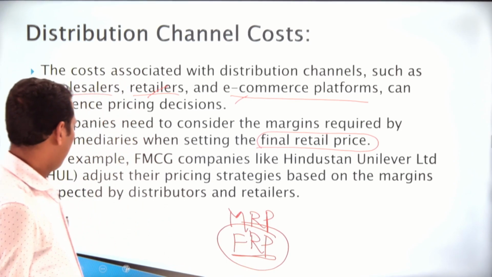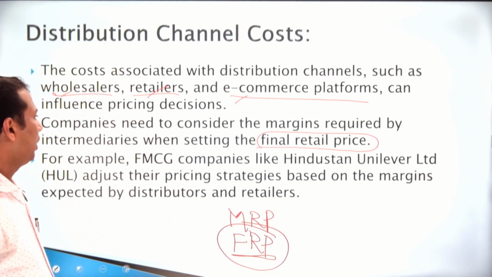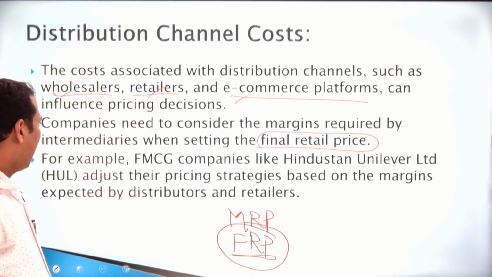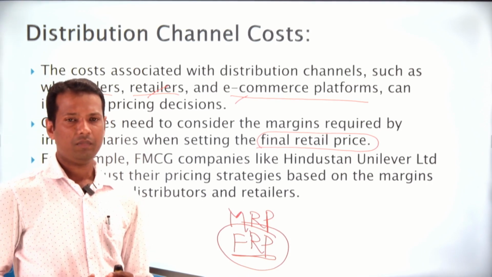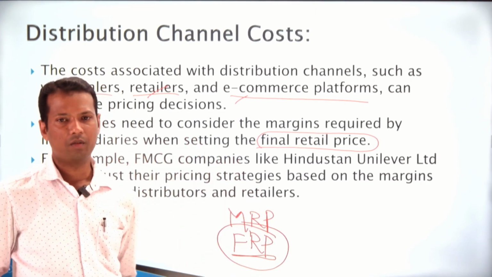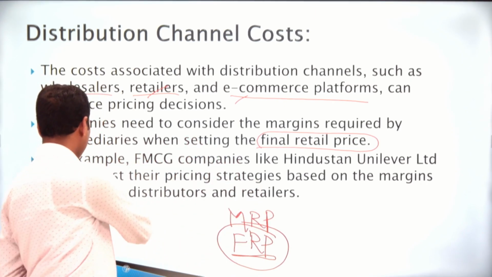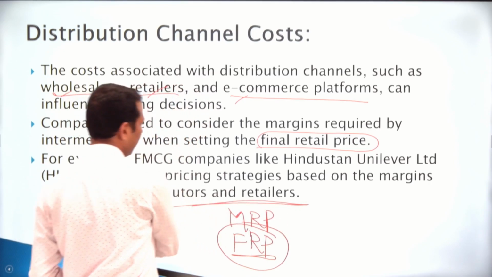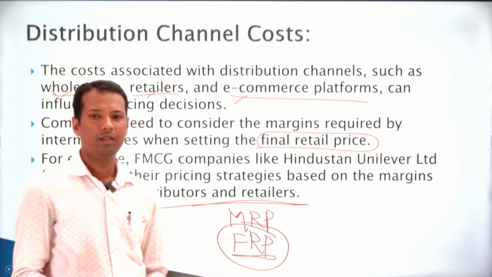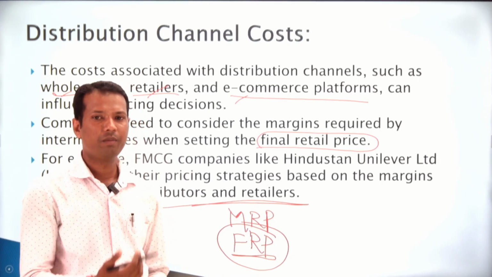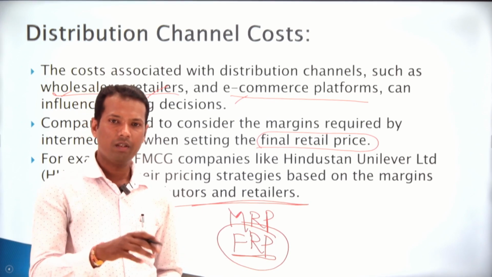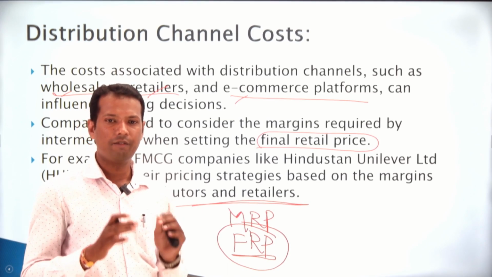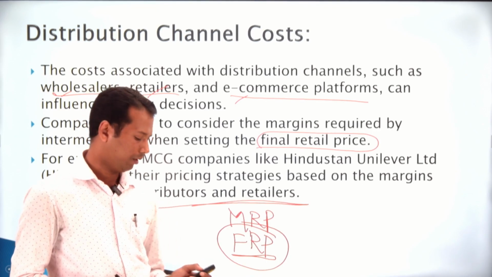These all constitute the intermediaries. Now, for example, FMCG companies like Hindustan Unilever Limited adjusted their pricing strategies based on the margins expected by distributors and retailers. So definitely their costs are set apart. But what is expected by the distributors and retailers? What kind of margins are being expected by the distributors and retailers? Based on that, they have set their pricing strategies. So this is all about the distribution channel cost. This also influences the pricing strategy of a particular product.